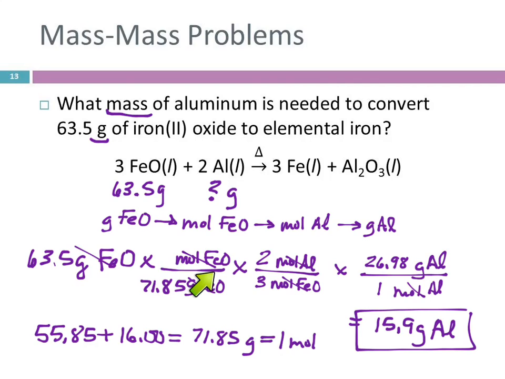When you write all these units in here, mole is not good enough. You have to have moles of what? Because we have moles of aluminum and moles of iron oxide, and we need to keep them straight. Grams isn't good enough either because we have grams of different things. Okay? Any questions?